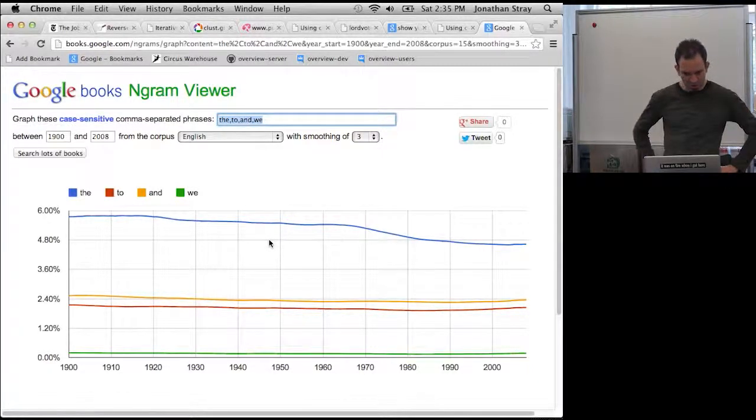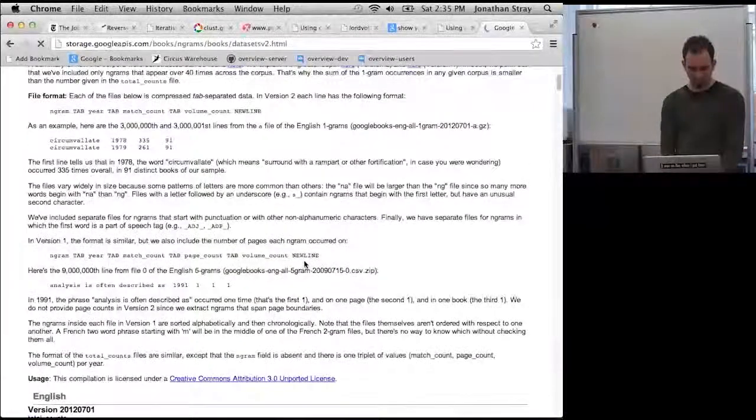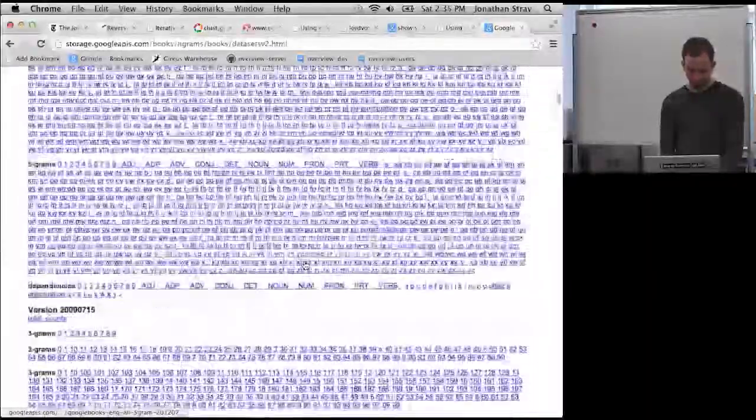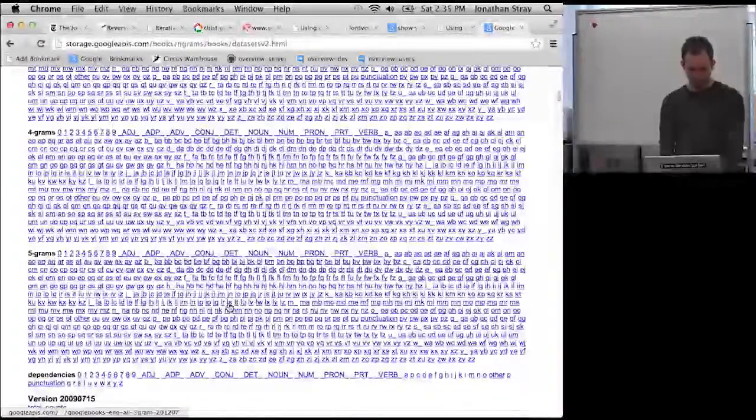Wait a minute. How can only 6% of books contain the? There's something wrong there. Anyway. No, I thought this was 6% of all books contained that phrase, but now I think that it's something else. You can get the data, by the way. You can download up to 5 grams, right? Let's open one of these up. Yeah. Now we're having fun.